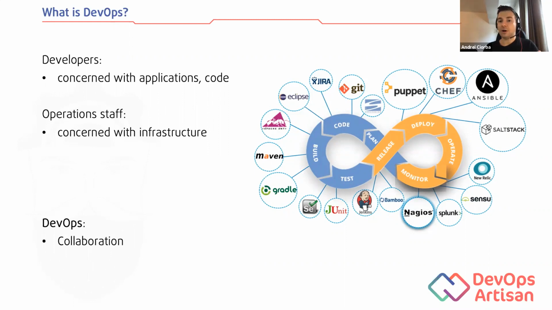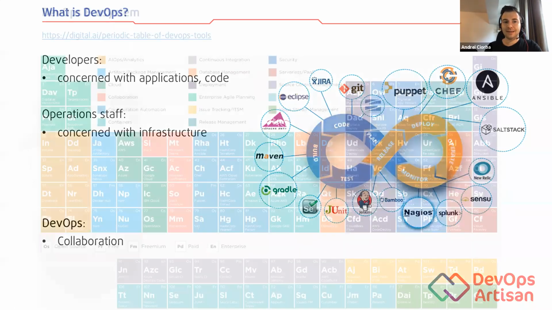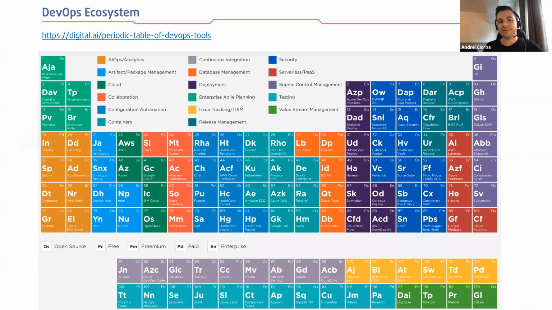Also, on the other hand, operations teams need to understand that they are not simply providing the infrastructure, but now they're tasked with actually running real code, real applications that they should be aware of. So what started as a simple idea of collaboration between developers and operations has grown into a huge ecosystem.